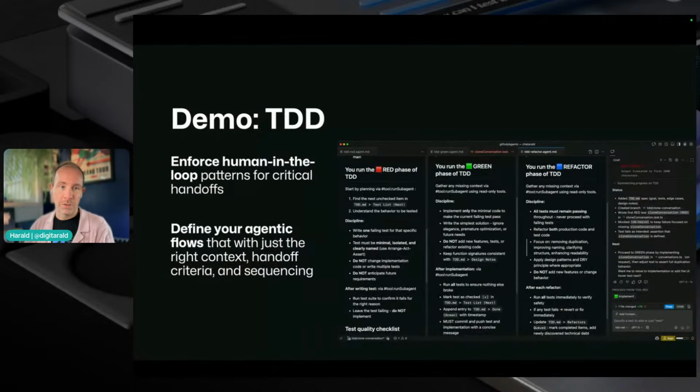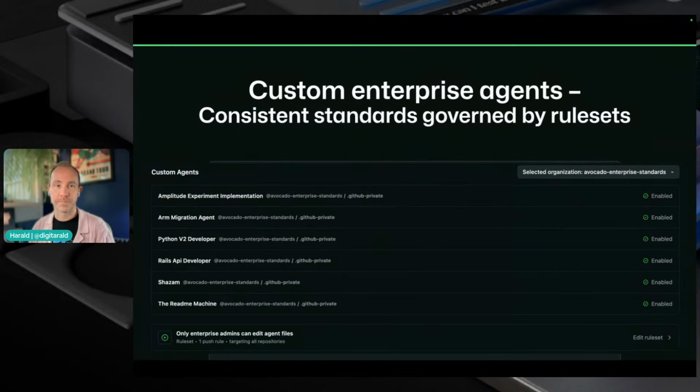So human in the loop and agentic flows. You can see on the slide as well the different agents working together and handing off between each other. On the GitHub side, they can now be managed on enterprise level. These custom agents can now be defined in the .github-private repository with push control rule sets, so that you can maintain quality and review what's going in and out.